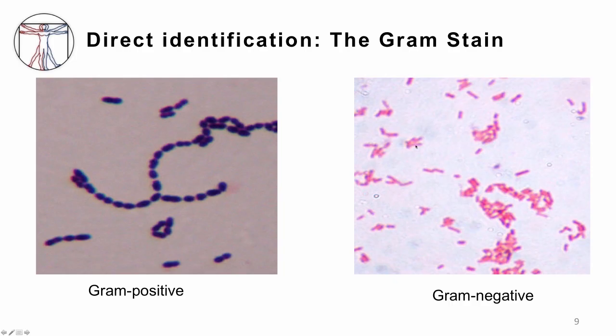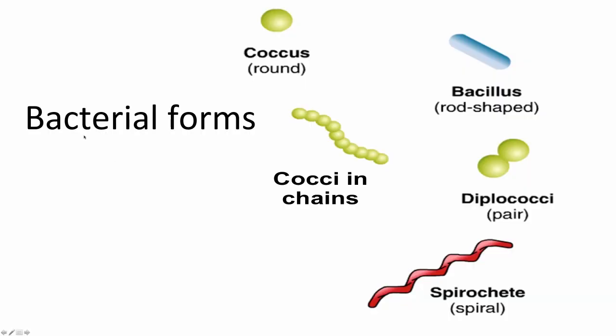This is gram-negative rods, and then gram-positive are going to be this purple color, which will help you differentiate between certain classes and guide potentially some empiric antibiotic therapy. They come in lots of different forms.